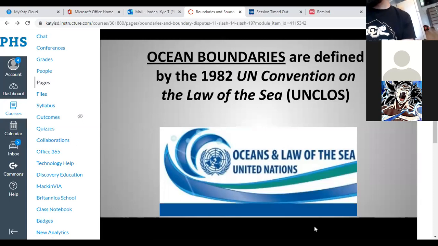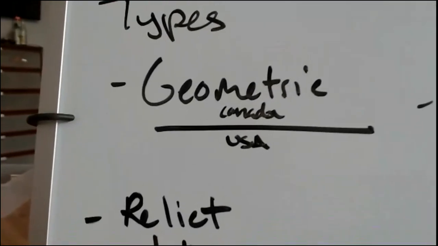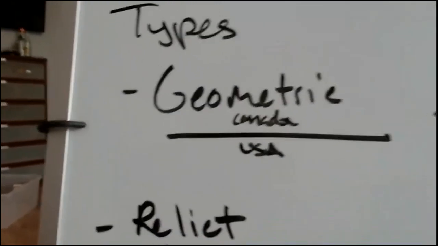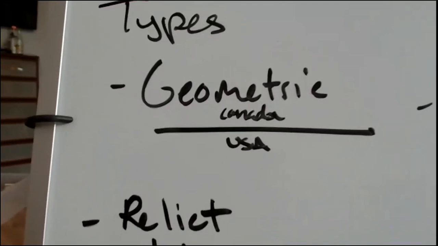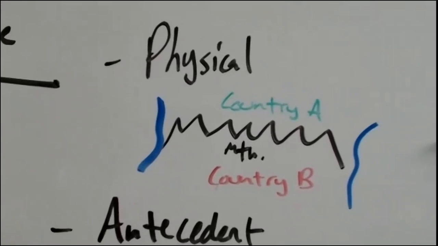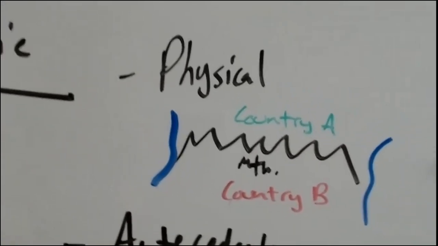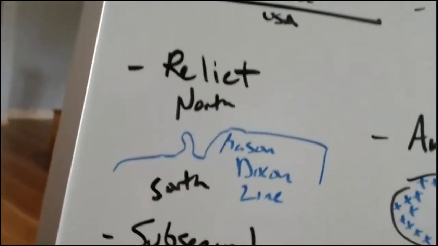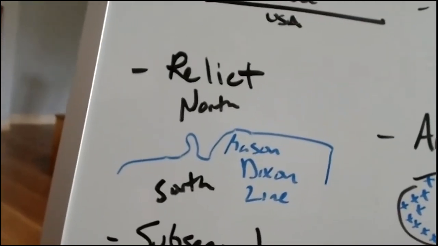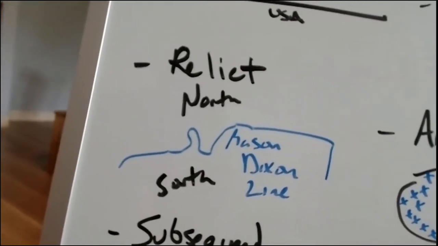Okay, so before we get into the ocean boundaries, I'm just gonna run through this super quick, kind of the drawings, right? Geometric, it's the dividing line between Canada and the USA. It's a straight shot all the way across. Then we have physical boundaries. Things like mountains, rivers, or deserts can separate country A from country B. Then we have a relict boundary. That would be like the Mason-Dixon line dividing the North and the South in the US.